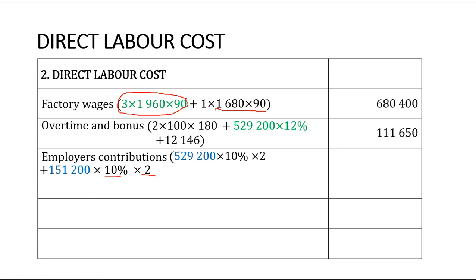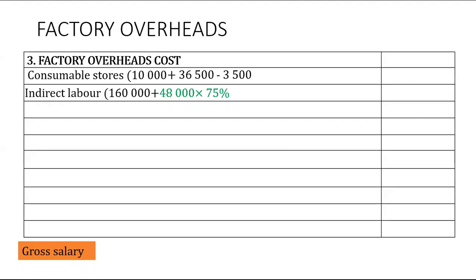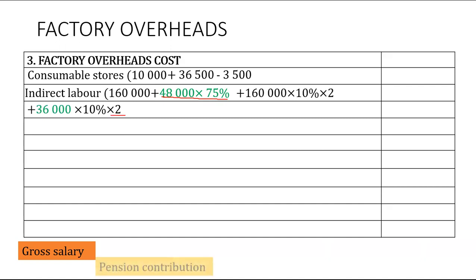Now I'm going to go to indirect labor. For indirect labor, I will say it's 160,000 times 10%, and then we multiply that by 2 because we contribute twice what the employee has contributed. And then you go to the factory cleaner. This 48,000 times 75% will give you 36,000. Find 10% of 36,000 and then multiply it by 2. That will give you what the employer has contributed.